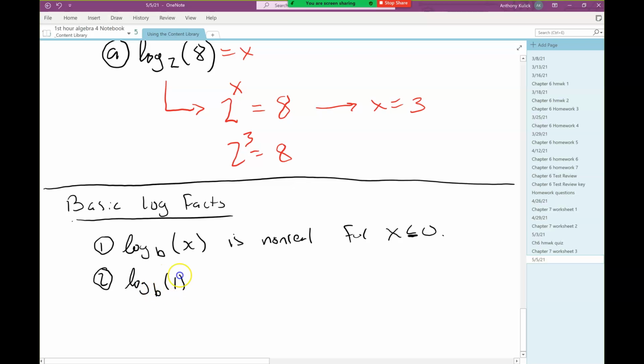Log base b of 1 is going to equal 0. Why is that true? Well, if I think about it using my definition of a logarithm, that's equivalent to saying b to the 0 is equal to 1, right? And that was one of our properties of exponents. We know that that's true. So log base b of 1 equals 0 is just the equivalent property of exponents as a logarithm, right?